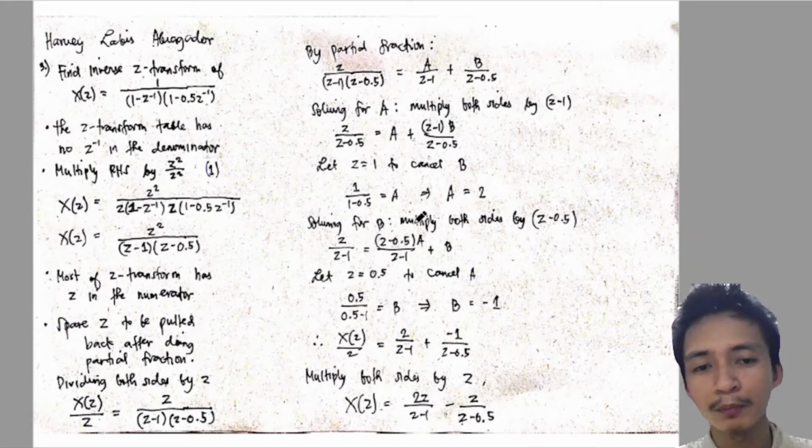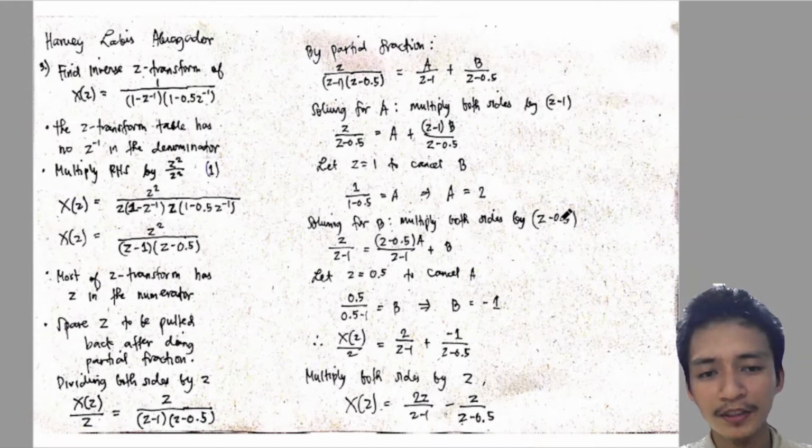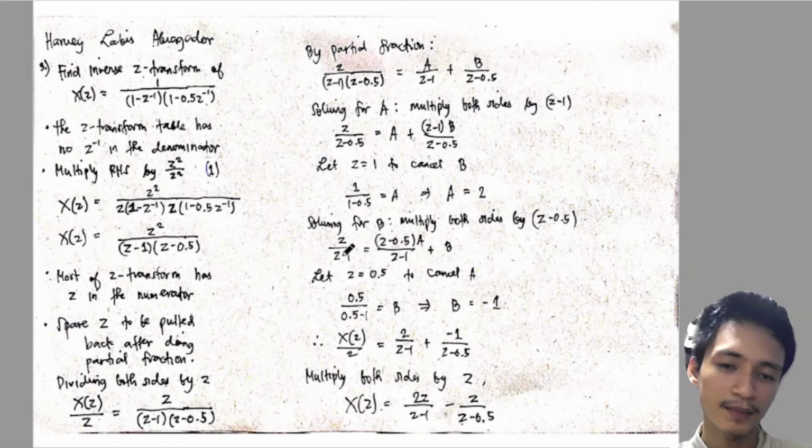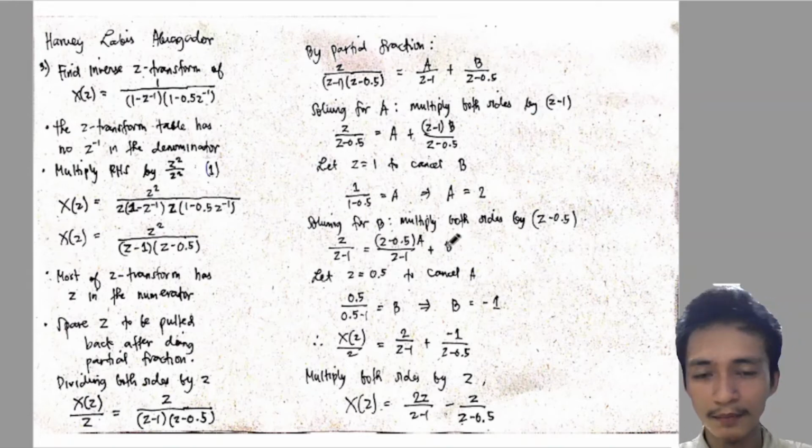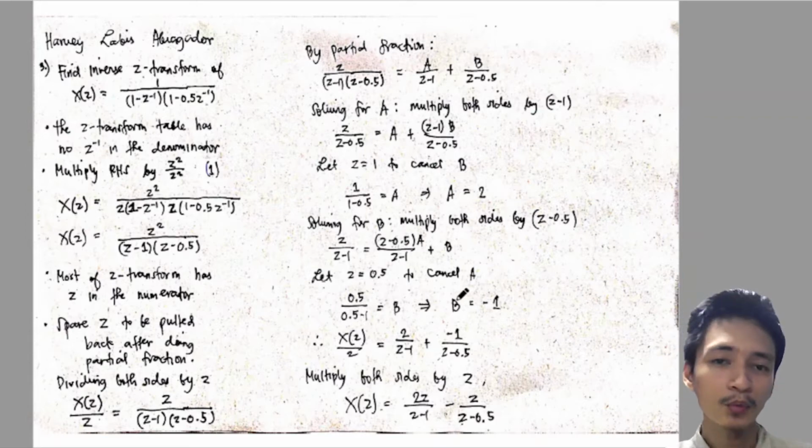Solving for b, we multiply both sides by z minus 0.5. So this part, we multiply this by z minus 0.5. So we get z over z minus 1 equals z minus 0.5 times a over z minus 1 plus b. Now we let z equals 0.5 to cancel a, so this becomes 0 if we do that. So we get 0.5 over 0.5 minus 1 equals b, which means b equals negative 1.